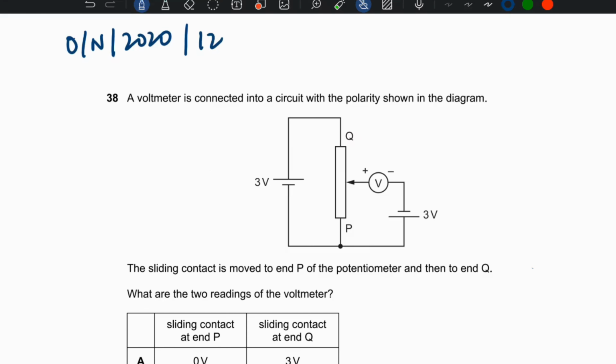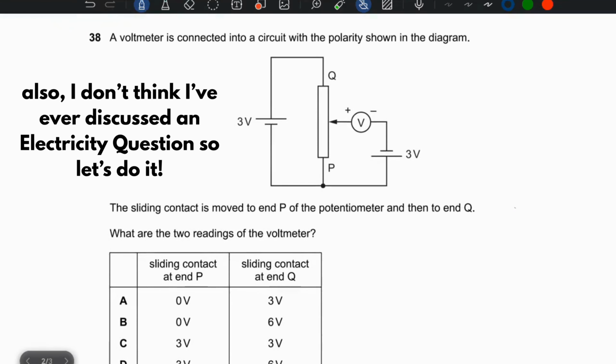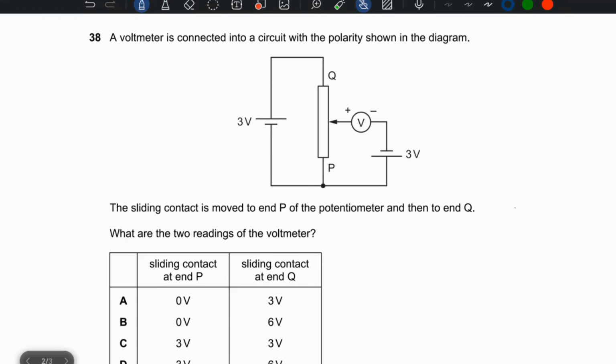So today in this video we'll be looking at October-November 2020 paper 1-2. I've been jumping around years. Like in the previous video I was in 2003 and here I'm in 2020. I'm actually looking around all the papers and picking some questions that are worth discussing, some interesting questions. And this question 38 was an interesting one, so let's discuss it.